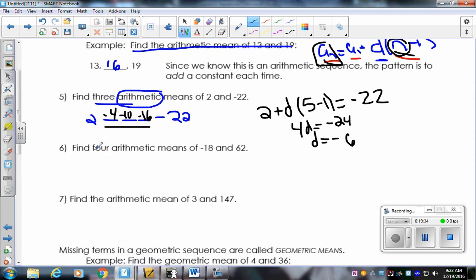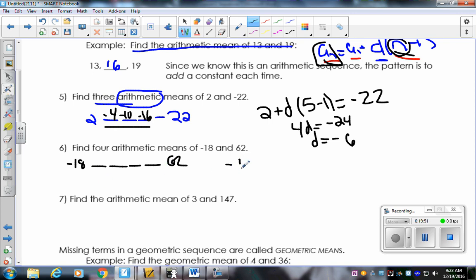All right, now we need to find 4 arithmetic means. So we're going to do the same exact thing. Negative 18, 4 blanks this time, to 62. So I can once again set up that explicit formula to find my common difference to help fill them in.